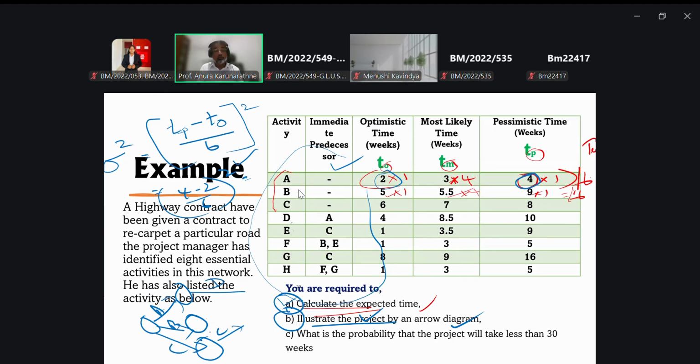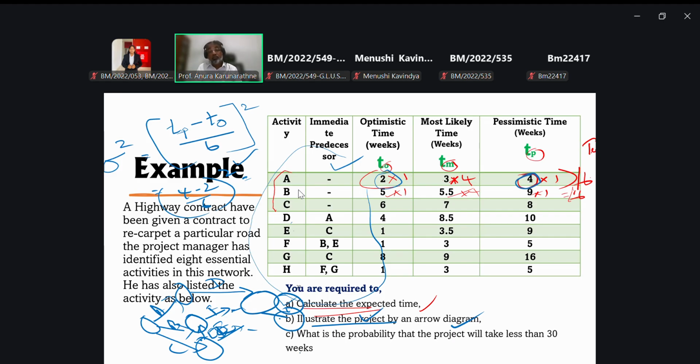Then E after C, sorry. E after C. Then F after B, E. Likewise, you can draw this network, right? So ultimately, you can link them and go for the network. Then that is the second part.